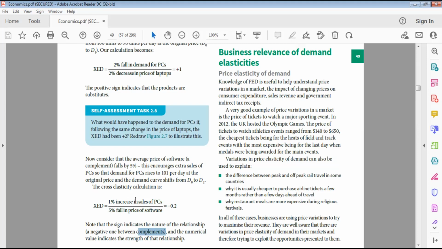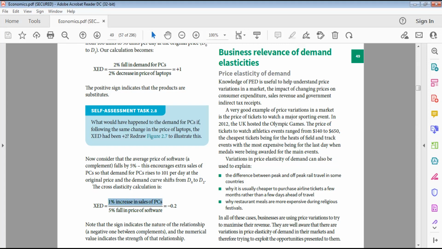So if you think about the logic, it makes sense, because when you decrease the price of software, what will happen? People will buy more software. But they can't use the software by itself. They need a PC as well. So to use the software, which they are now getting at a cheaper price, they will buy more PCs. So a reduction in the price of software will actually increase the demand for PCs.